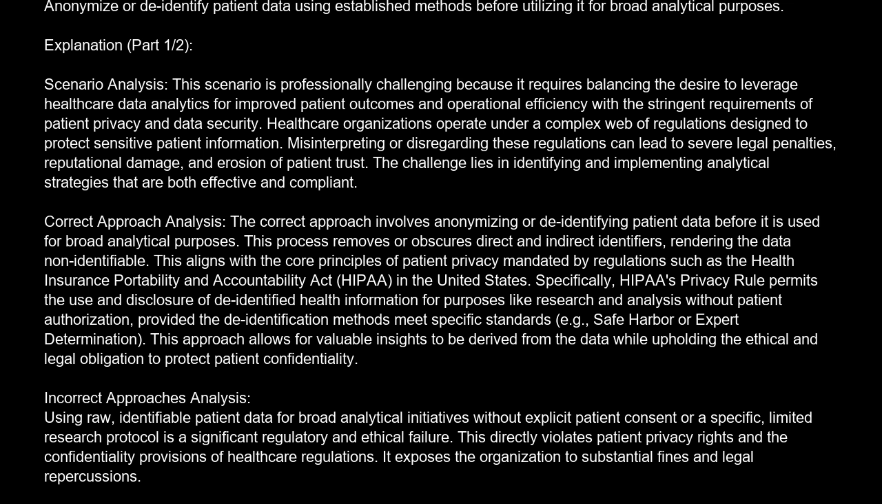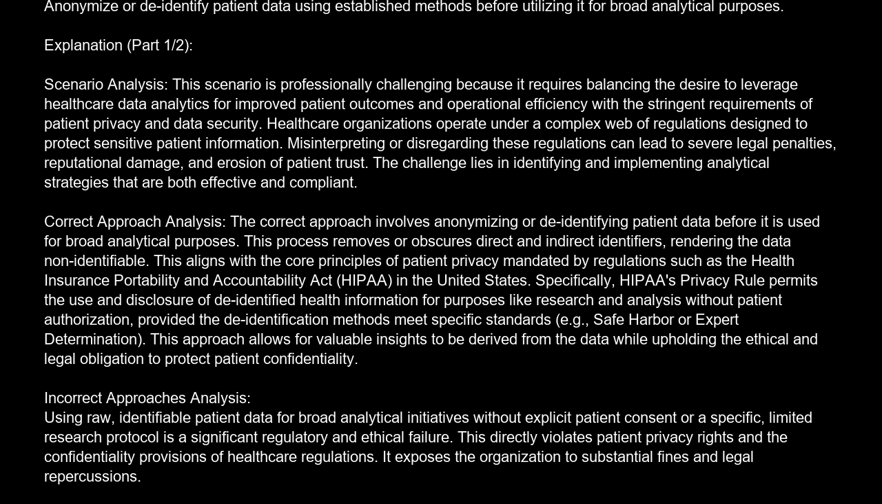Explanation. Scenario analysis. This scenario is professionally challenging because it requires balancing the desire to leverage healthcare data analytics for improved patient outcomes and operational efficiency with the stringent requirements of patient privacy and data security. Healthcare organizations operate under a complex web of regulations designed to protect sensitive patient information. Misinterpreting or disregarding these regulations can lead to severe legal penalties, reputational damage, and erosion of patient trust. The challenge lies in identifying and implementing analytical strategies that are both effective and compliant.